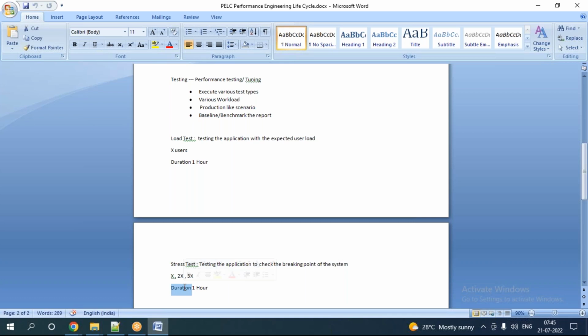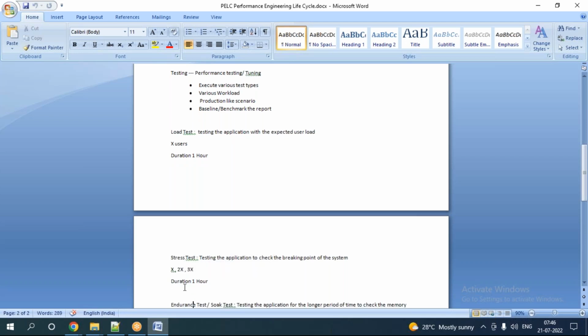This test is also 1 hour duration only. So testing the application to check the breaking point of the system, with the load condition of x, 2x, 3x, and testing the application for 1 hour. That is actually called your stress test.